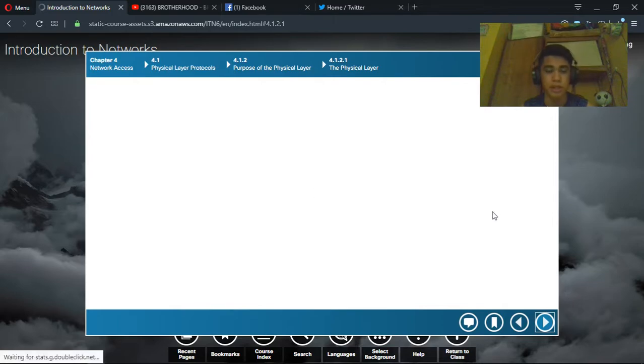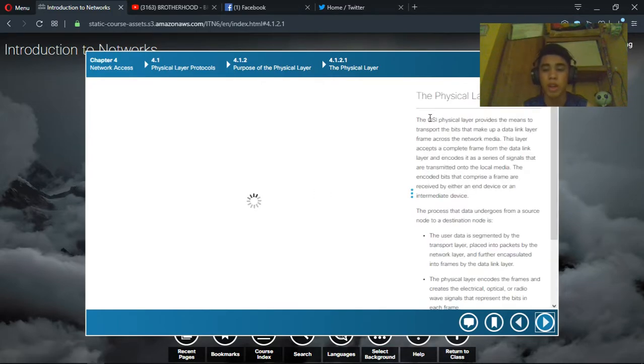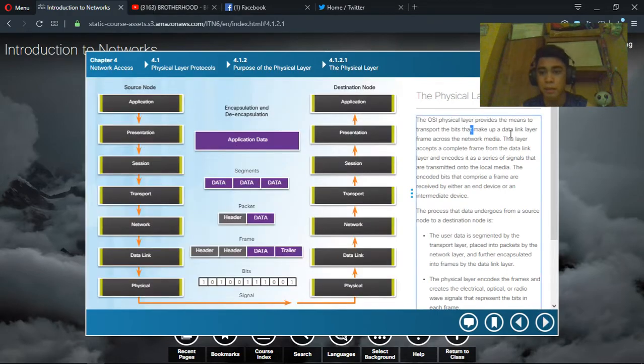So next, the physical layer. The OSI physical layer provides the means to transport the bits that make up a data link layer frame across the network media. This layer accepts a complete frame from the data link layer and encodes it as a series of signals that are transmitted onto the local media. The encoded bits that comprise a frame are received by either an end device or an intermediate device.